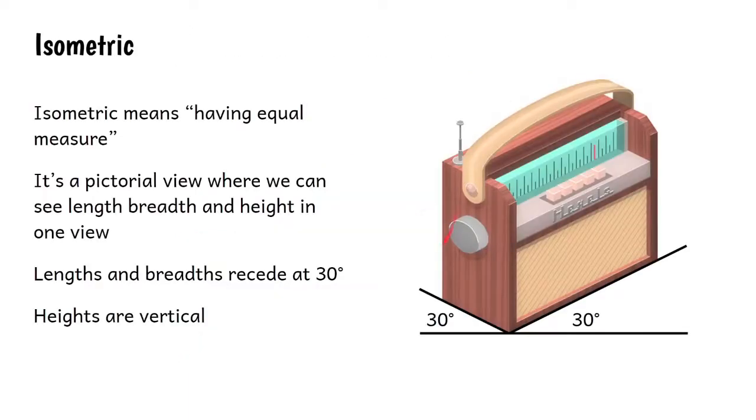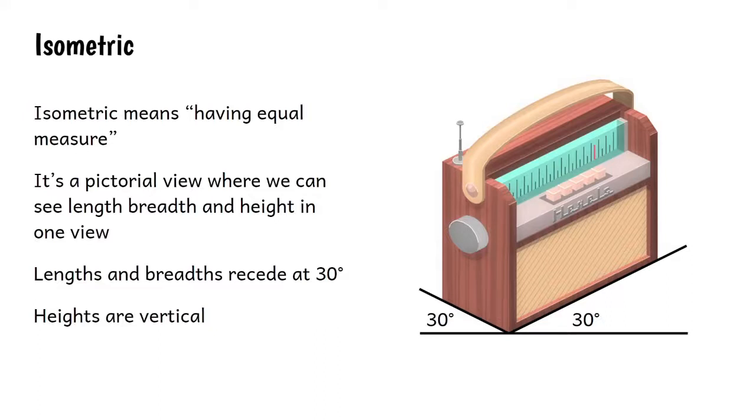Let's move on to the isometric. You can tell an isometric by it's very similar to a planometric, except that the lines recede at 30 degrees rather than 45. 30 degrees instead of 45. Vertical lines still show height, things like that as well. And you see isometric pictorial views getting used in loads of places.